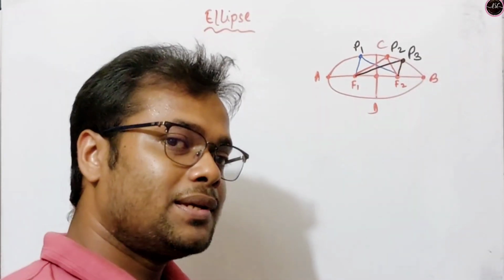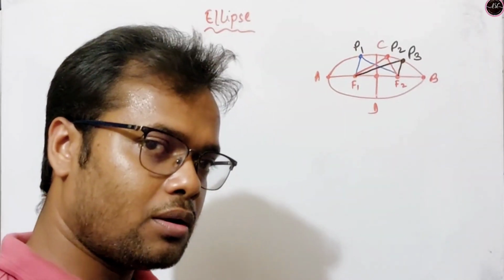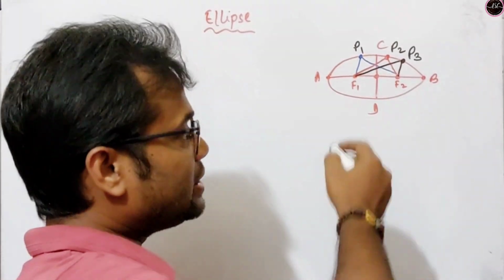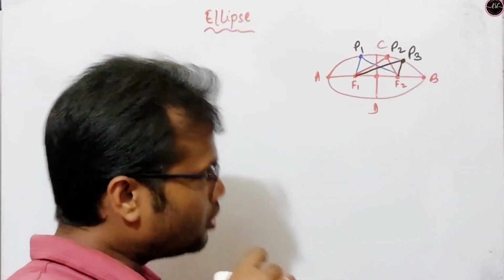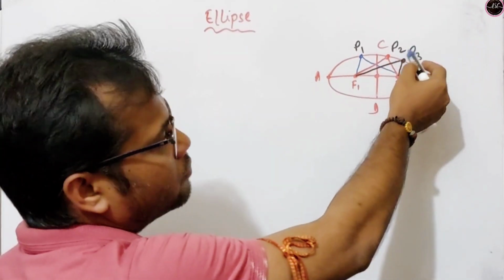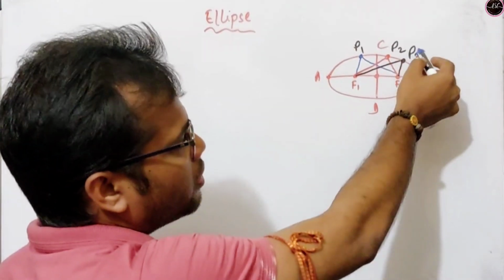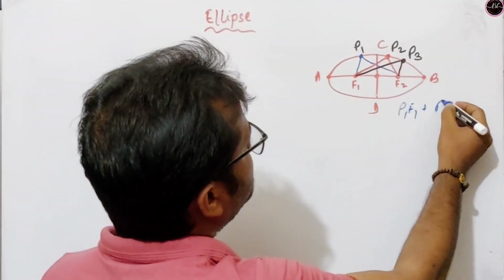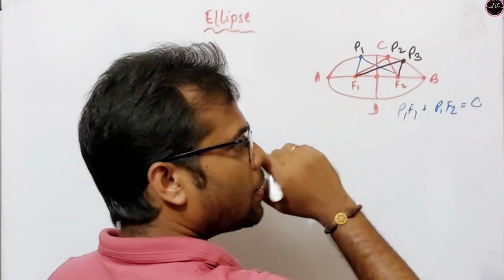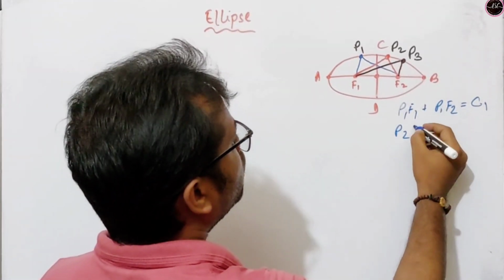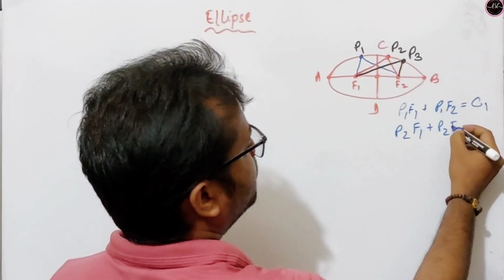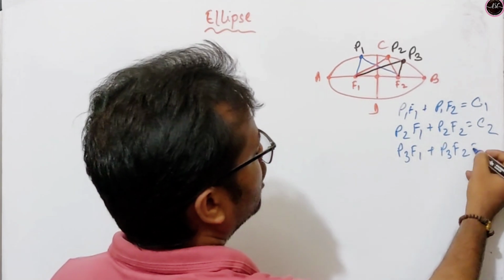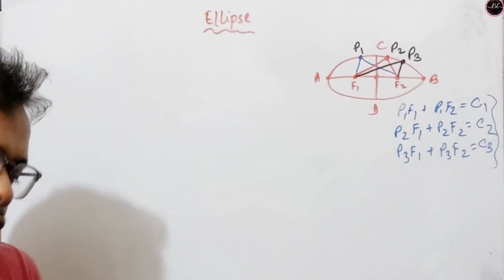What is an ellipse? An ellipse is a set of points in a plane, the sum of whose distances from two fixed points, that is F1 and F2, is constant. So here the sum of distances P3F1 plus P3F2, P1F1 plus P1F2 equals a constant, let C1, and P2F1 plus P2F2 equals C2, P3F1 plus P3F2 equals C3. So these are all constant.